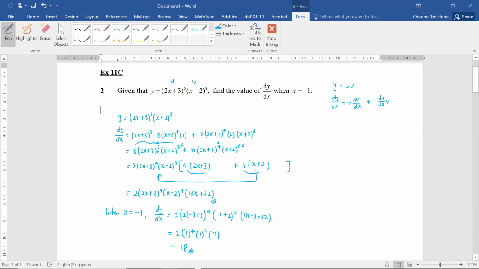Right, so let's ask ourselves, what is the significance of this 18? Basically, when you find the value of dy/dx at x equals negative 1, what you are doing is finding the gradient of the tangent at the point where x is equal to negative 1 on the curve, right?